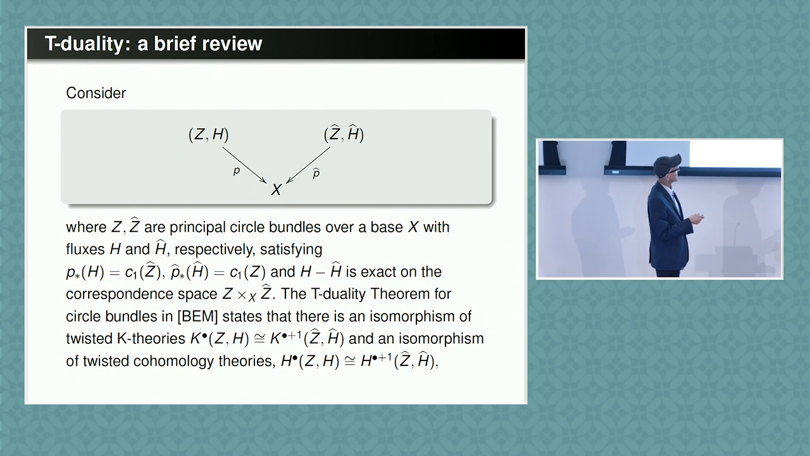As I said, it's not unique. But if you insist that H minus H hat is exact on the correspondence space Z cross over X of Z hat, which I could have drawn here, then the T-duality theorem for circle bundles in my paper with Bouwknegt and Evslin states that there's an isomorphism of suitably twisted cohomology, and then it can be refined to an isomorphism of twisted K-theory. And the thing to notice, there's a degree shift. So if this is even, it becomes odd. If this is odd, it becomes even, and so on.